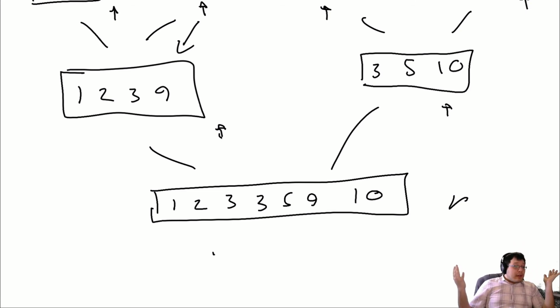Chat, which one do you like more, Merge or Quicksort? Curious. They're both really good. Pros and cons. Merge is stable, Quicksort is not. Merge is very nice to parallelize, which means you can have multiple computers running it, which is one of the ways that we can speed things up.